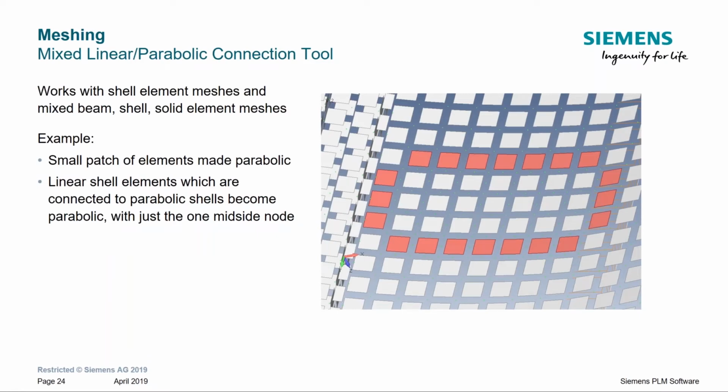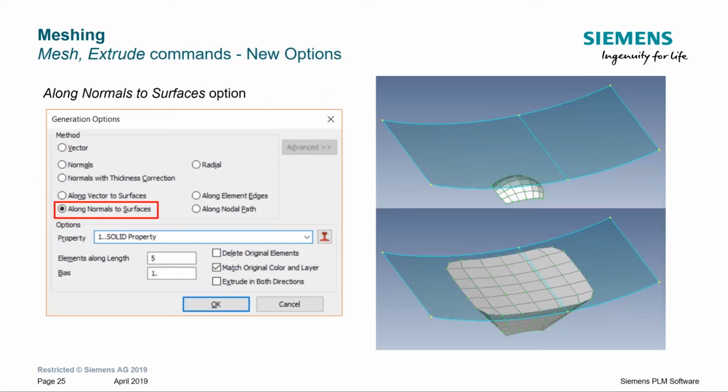This also works with shell element meshes and mixed beam, shell, and solid element meshes. So what it does is it'll make a small patch of elements parabolic and then connect the linear shell elements. We can also do some new mesh extrude operations.